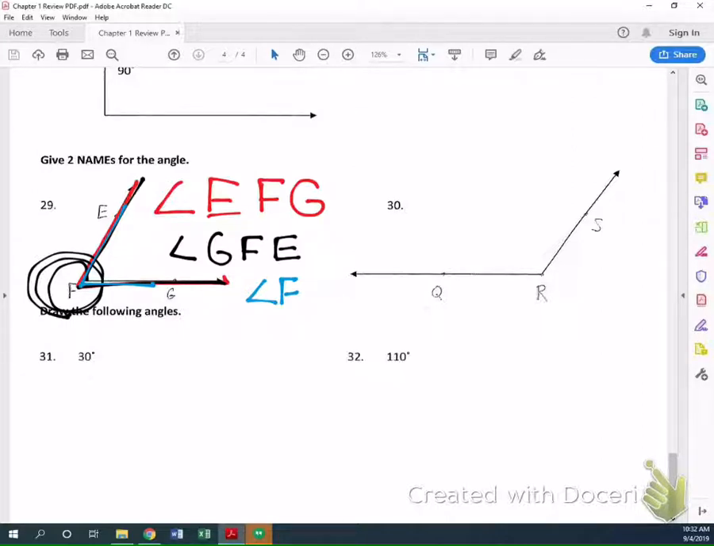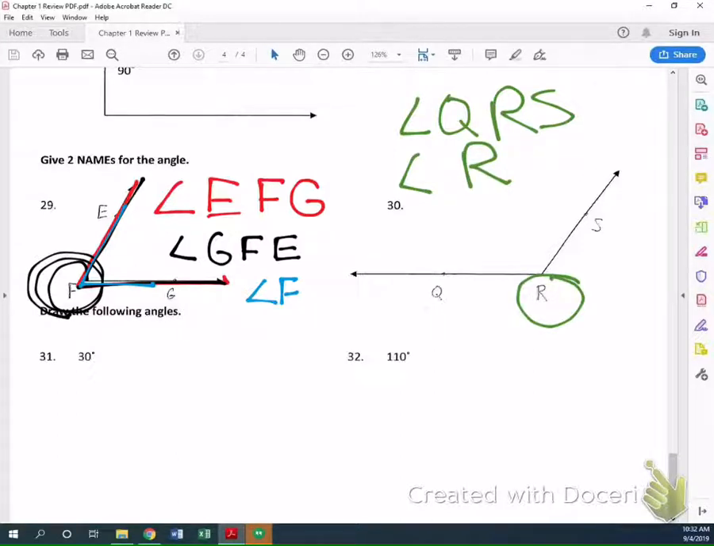All right, number 30. QRS is one option. SRQ. Just R is an option because it's the only angle at vertex R. Or you can go the other way, SRQ. Good.